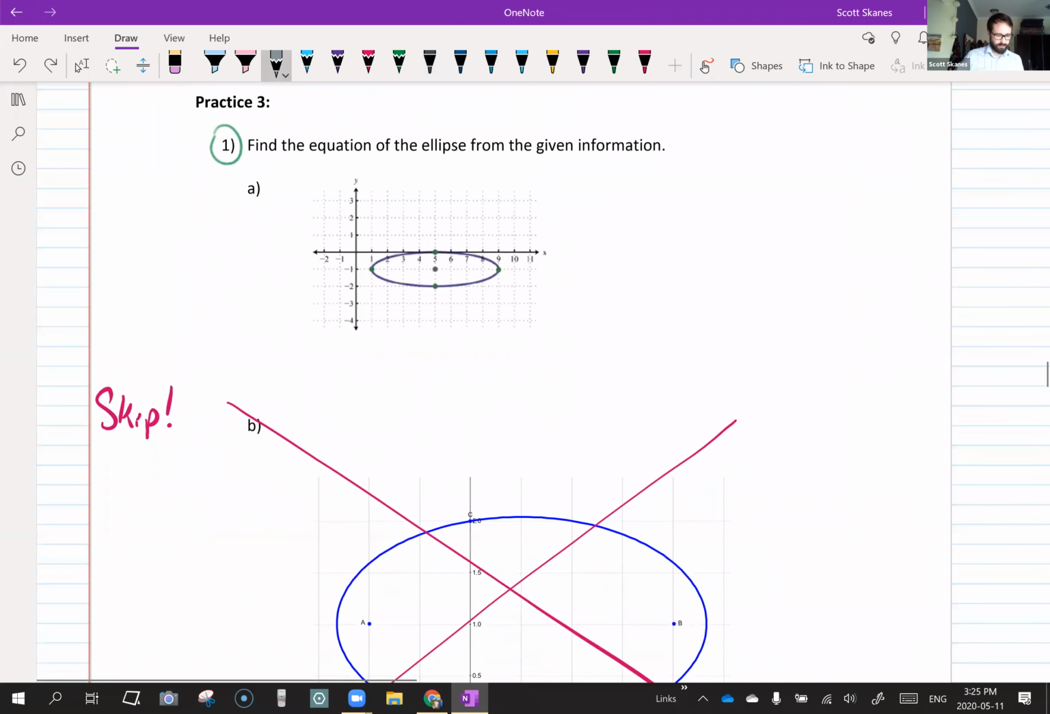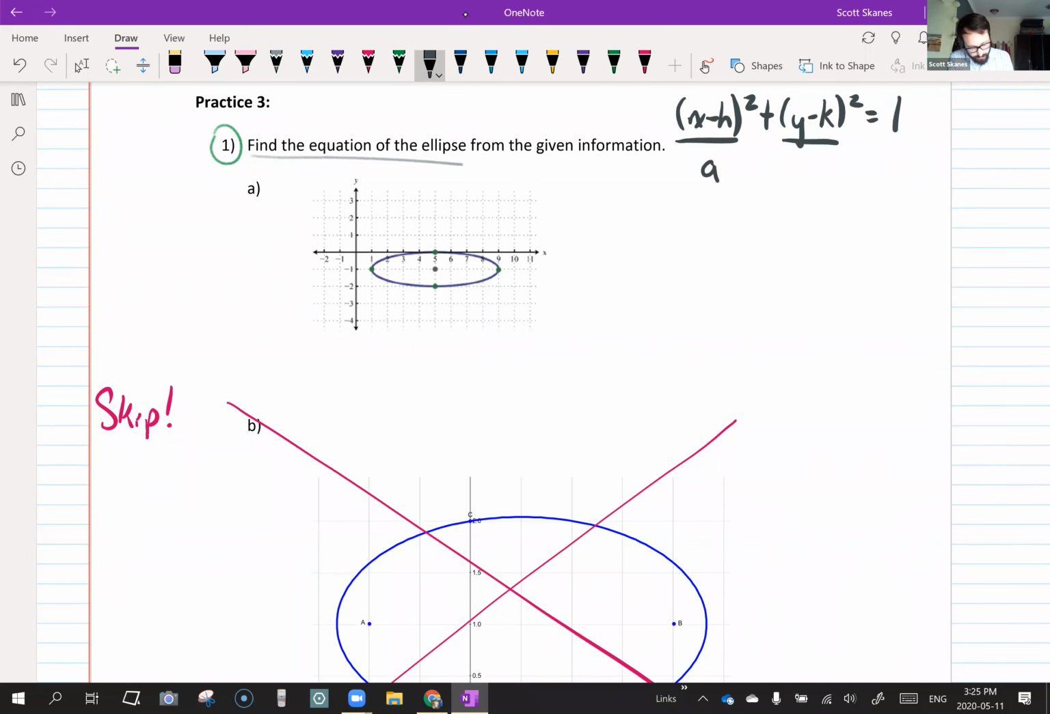So practice 3. We've got this and then the next page. This one's very fast. Find the equation of the ellipse when we're given information. Again, we need to fit it into this form. I'm going to write this down so that no one is confused about what I'm trying to do here. This is the form of an ellipse.